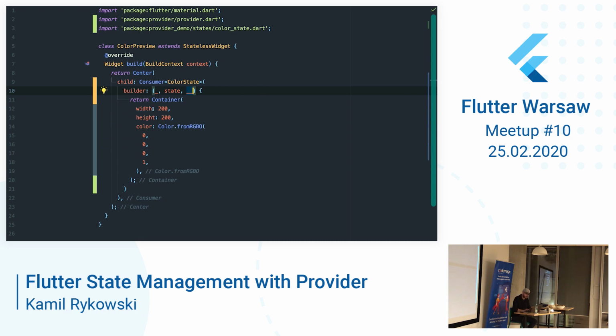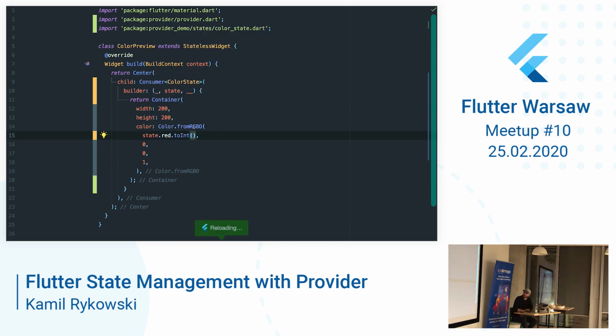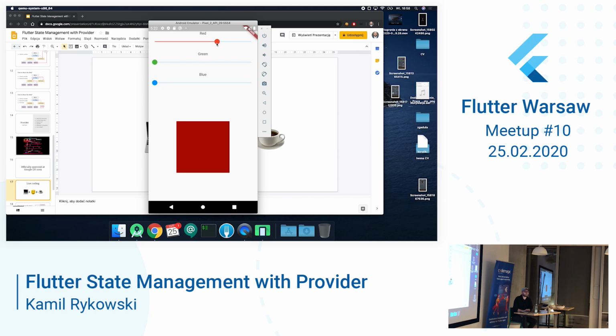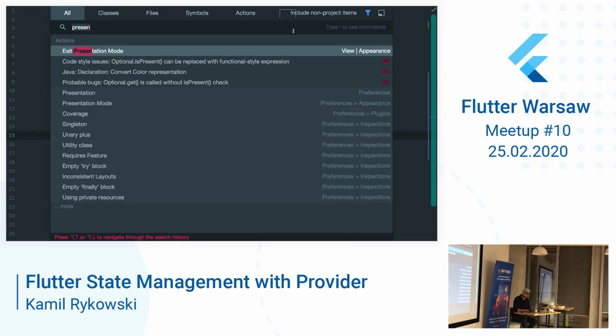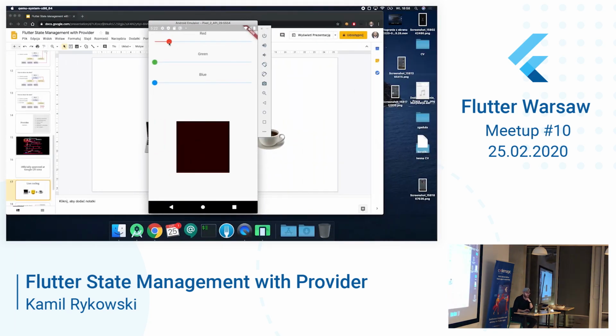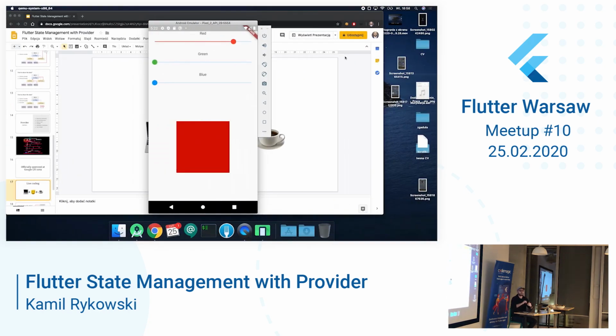I simply ignore this data. And here I will provide my state.red toInt because that's what it's expecting. I'm keeping here the double and I need for the ColorPreview the int value. Wow, that's amazing. It works. I can change the red slider anytime. Yep, but it's a bit better. I assume that if I hot reload, yeah. So I'm changing the data, I'm hot reloading, and I have a new value.